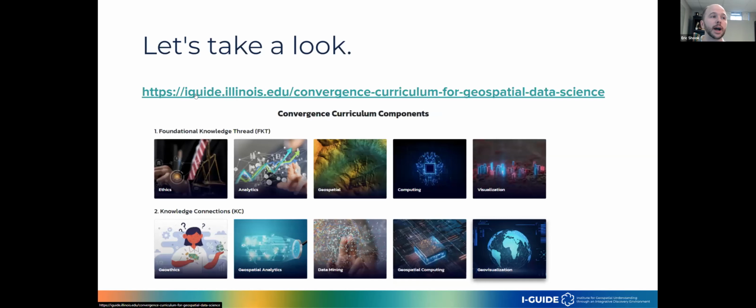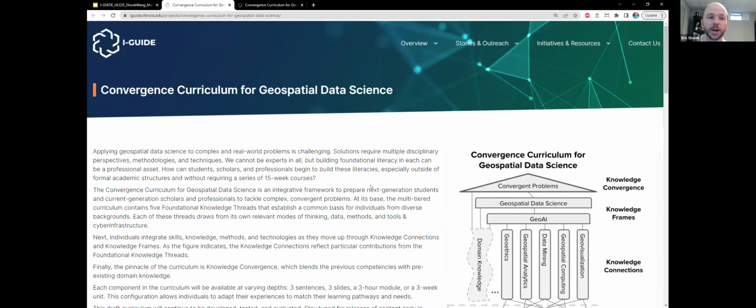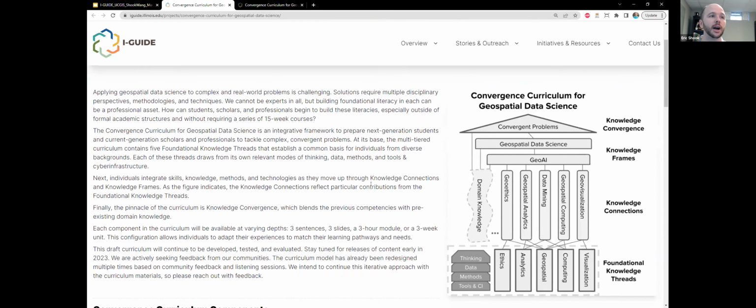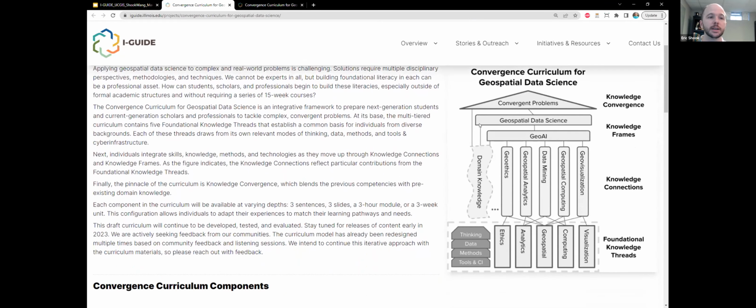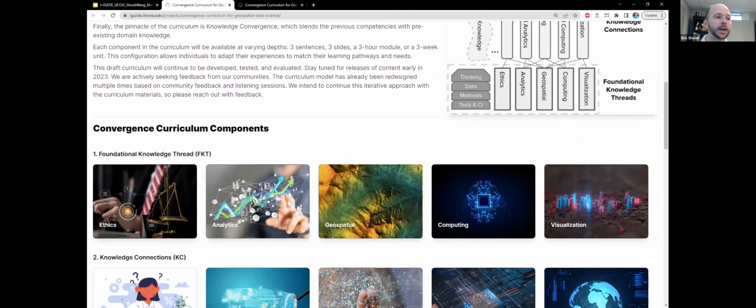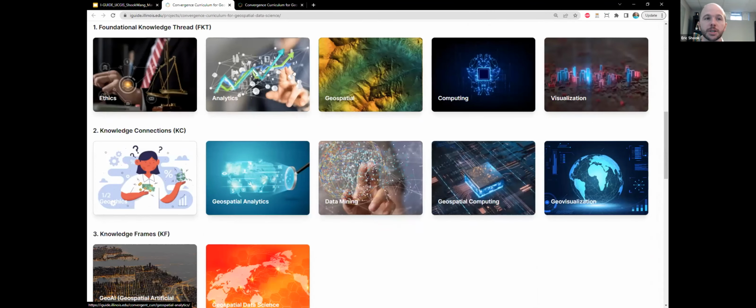If you go to iguide.illinois.edu/convergence curriculum for geospatial data science, I'll throw that link in the chat after I'm done so that you don't have to type it in right away. You can actually see and track where we're at right now. So if we scroll down, we see the current curriculum model that we're on right now that I just showed everyone. And you can actually get all of the materials that we have ready to share thus far.